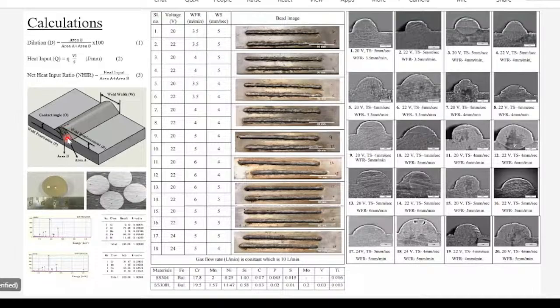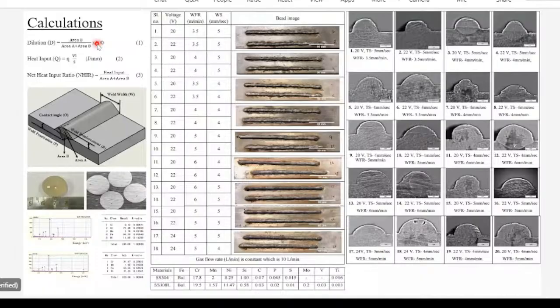Why we are marking the areas is because we have to measure the dilution: how much the filler wire is being diluted in the substrate material, and what percentage. Dilution is the penetration area divided by the total area of the weld bead. So area B, the penetrated area, divided by area A plus area B, the total weld bead area above and below the substrate material, times 100. That is the dilution percentage.